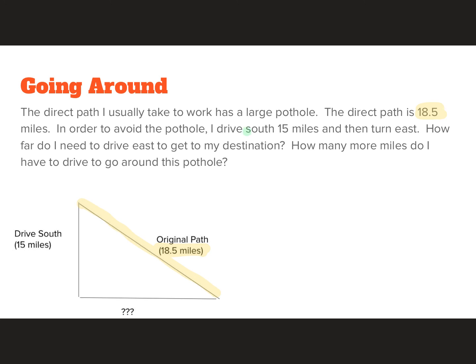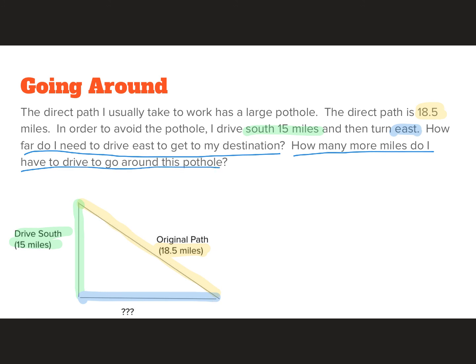So I'm going to drive south 15 miles. So here we go, driving south 15 miles. Here it is. And then I'm going to turn east. And then I turn east. So here's my east. So I have two questions here. How far do I need to drive east to get to my destination? And then how many more miles do I have to drive to go around this pothole?